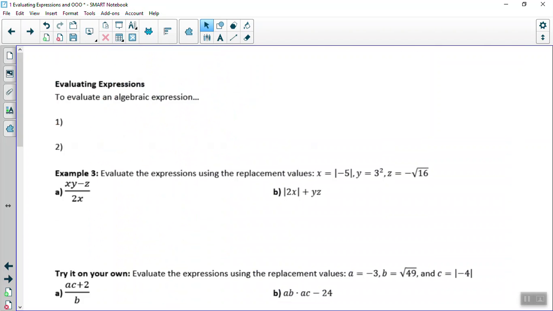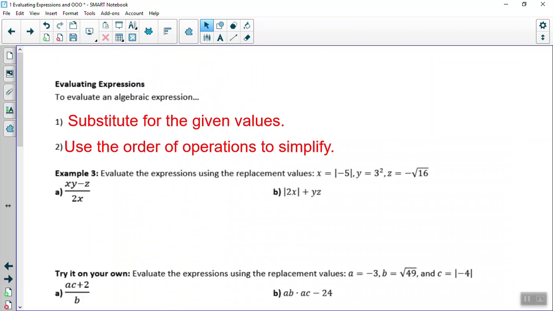All right, so evaluating expressions. To evaluate an expression, first we need to substitute for the given values. And when we do that, we often will use parentheses. We're often going to put parentheses in when we substitute a number. We're going to use the order of operations then to simplify. All right, so let's take a look at this first problem. Evaluate the expression using the replacement values. X equals the absolute value of negative 5. Y equals 3 squared. And z equals the negative square root of 16.